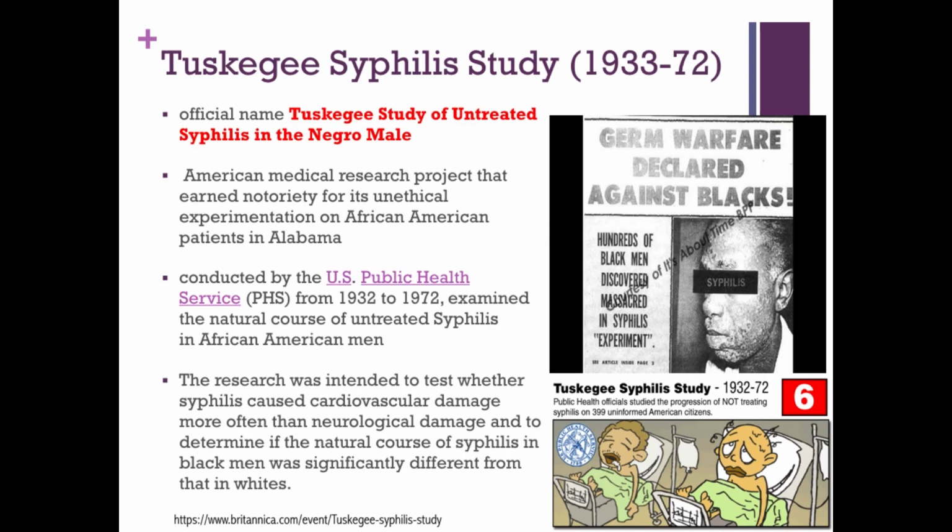The Tuskegee Syphilis Study was an American medical research project that earned notoriety for its unethical experimentation on African American patients in Alabama. This was conducted by the U.S. Public Health Service, which examined the natural course of untreated syphilis in African American men. The research was intended to test whether syphilis caused cardiovascular damage more often than neurological damage, and to determine if the natural course of syphilis in black men was significantly different from that in whites.